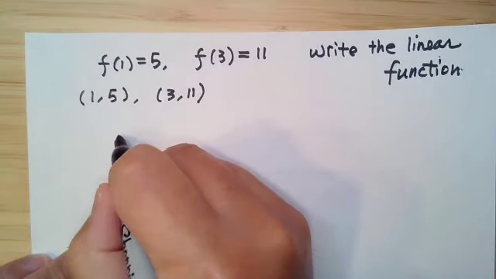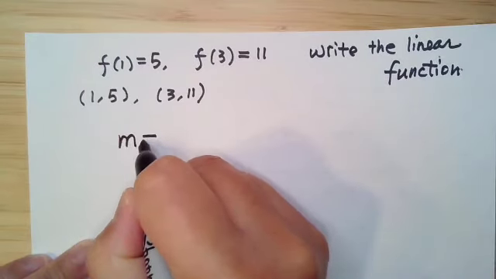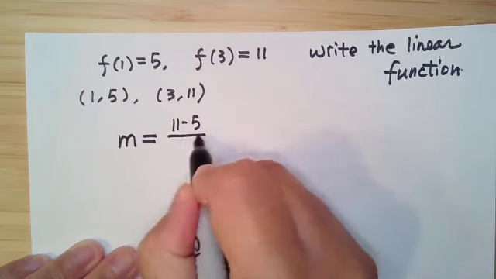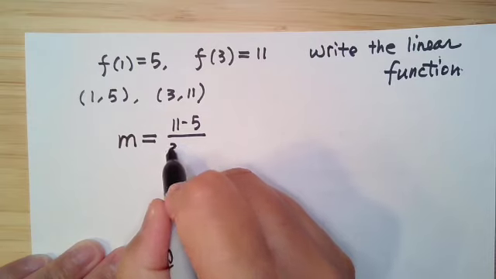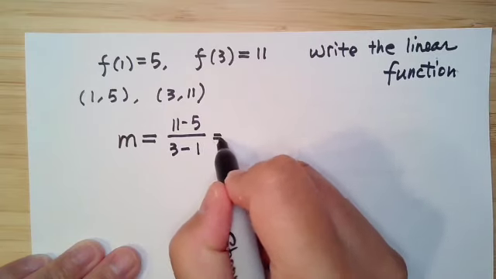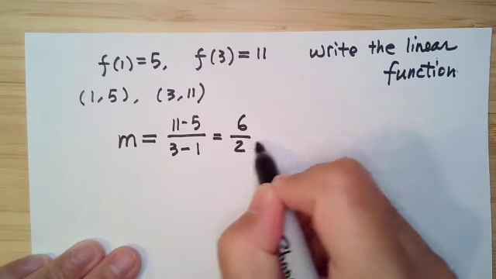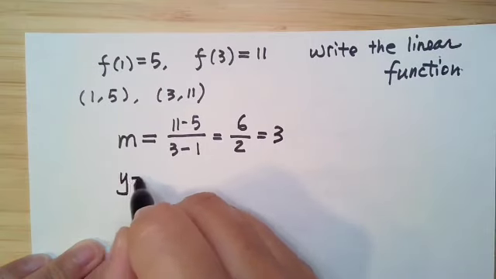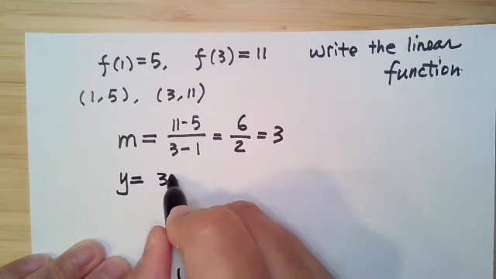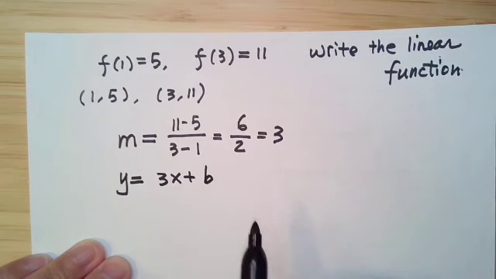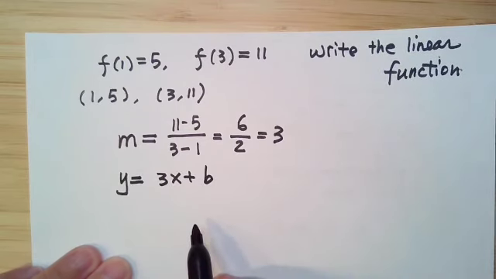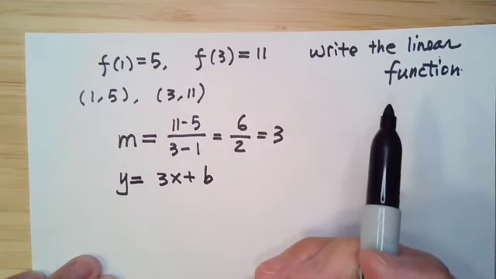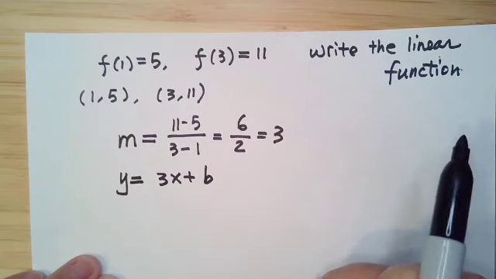And we do m first. The slope is the change in y, 11 minus 5, divided by the change in x, 3 minus 1, and that is 6 over 2. The answer is 3. Great. I have y equals 3x plus b, right? Because y equals mx plus b. And I have 2 points. I can choose either one. Remember, I told you to choose either one.